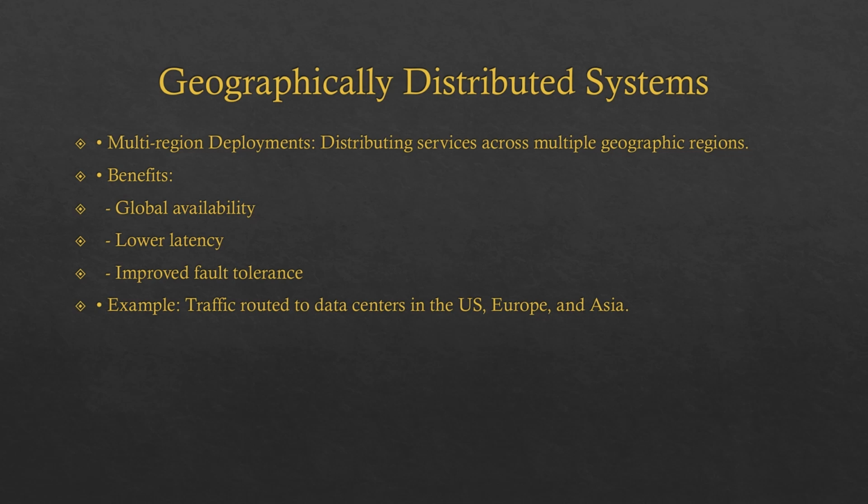Distributing services across multiple geographic regions can significantly enhance availability. Multi-region deployments help reduce latency by routing users to the nearest data center. It also improves fault tolerance, as failure in one region does not affect the availability of services in other regions. For example, traffic can be routed to data centers in the US, Europe, and Asia, ensuring that users from different parts of the world have fast access to services.